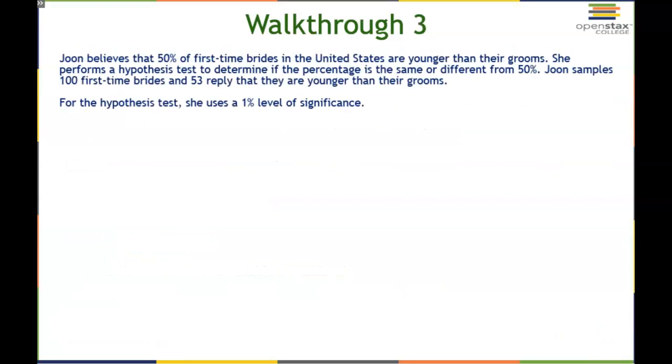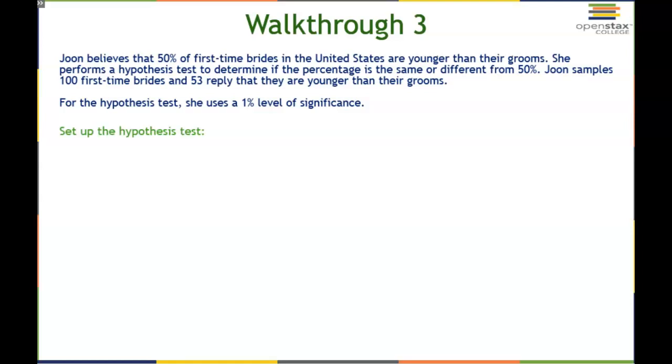Let's go through yet another walkthrough. I'll call this walkthrough number 3. June believes that 50% of first-time brides in the U.S. are younger than their grooms. She performs hypothesis testing to determine if the percent is the same or different from 50%. June samples 100 first-time brides, and 53 reply that they are younger than their grooms. For the hypothesis test, she uses a 1% level of significance.